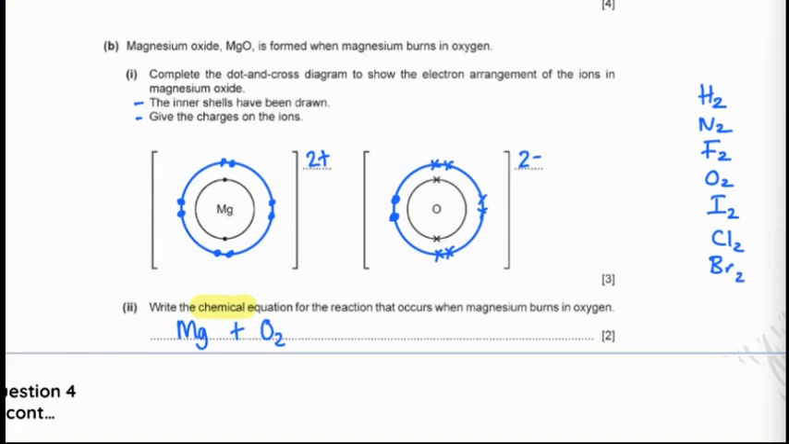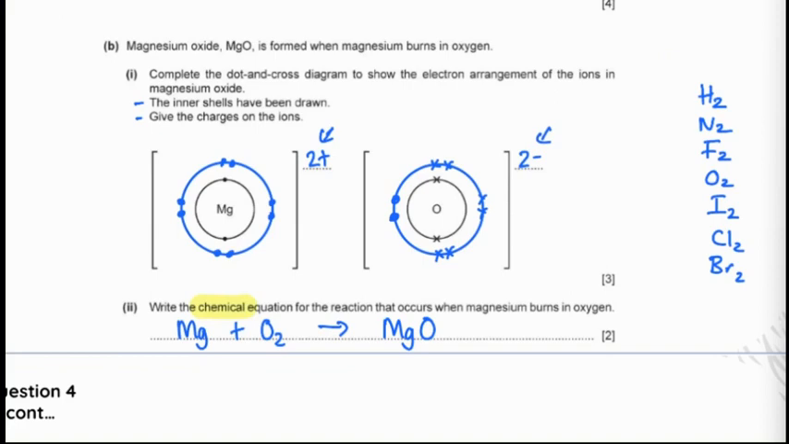So magnesium plus oxygen, arrow meaning makes, magnesium oxide. Now you can either work that out that magnesium's in group 2, so it forms a 2+, magnesium oxide is in group 6, so it forms a 2-.